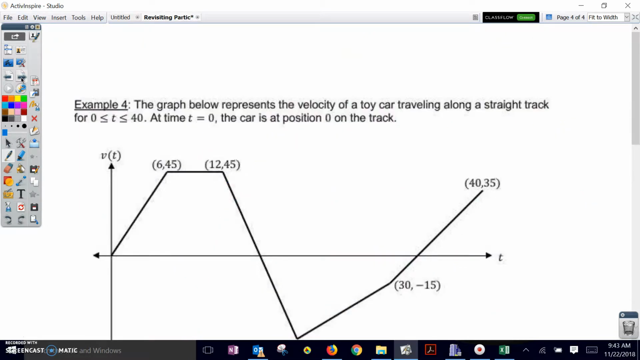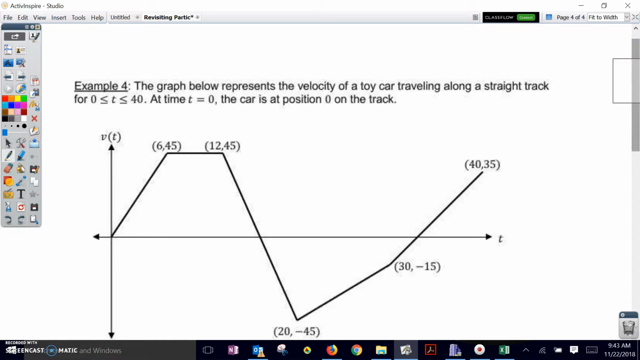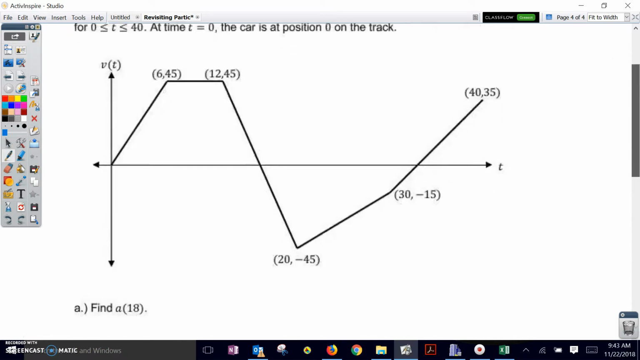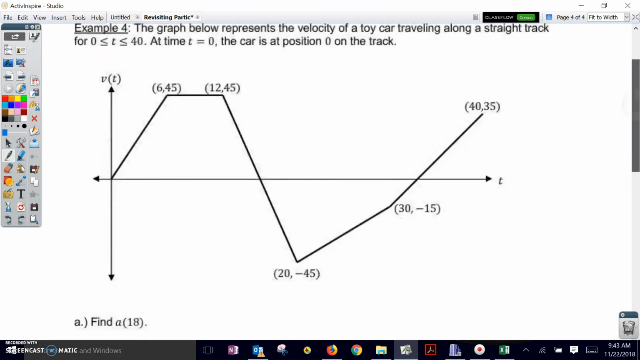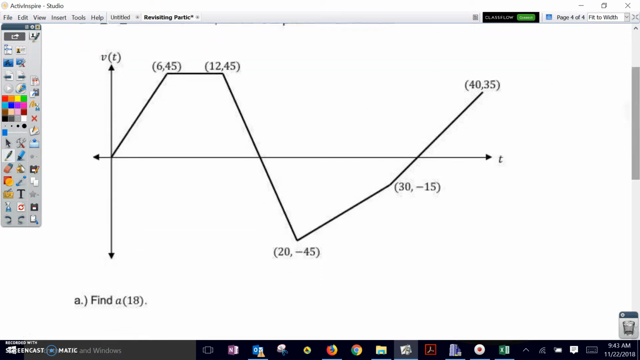The graph below represents the velocity of a toy car traveling along a straight track for time 0 to 40. At time t equals 0, the car is at position 0 on the track. Find a of 18. So a of 18 is the acceleration at time 18, and time 18 is over here. This is a graph of velocity, and so a of 18 is going to be the slope of this line segment that we're on the graph at time 18, because acceleration is the derivative of velocity.